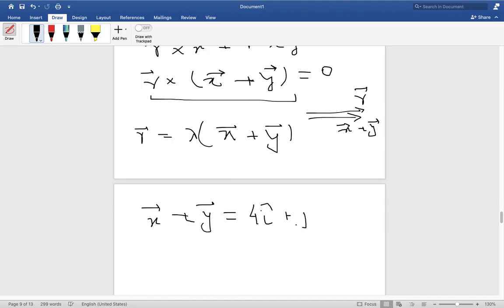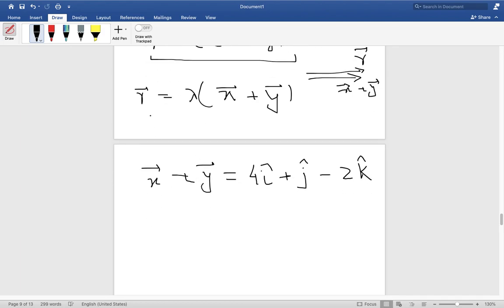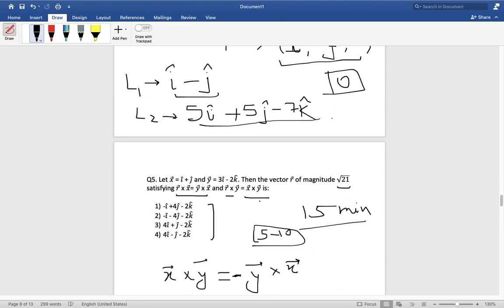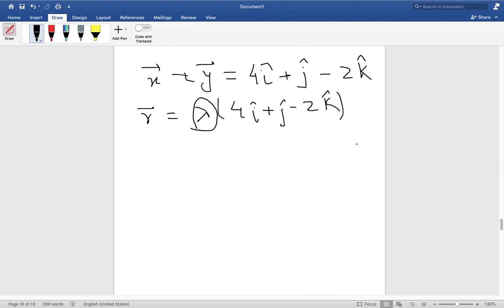4i plus j minus 2k. Now, if you look at r, r is nothing but lambda times 4i plus j minus 2k. So we are almost at the end of the problem. Now we only need to find out lambda. But how can we find out lambda? Well, the magnitude of r is given to us as square root of 21. We can find out the value of lambda easily from there.